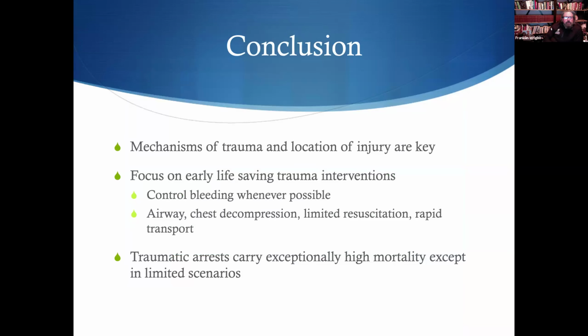So I'm going to try to wrap up. Both the mechanisms of traumatic injury and where the injuries happen are key to our treatment of traumatically injured patients. We really want to focus on these early life-saving trauma interventions and control bleeding whenever possible. We've talked about a lot of ways to do that. Use the tools we have: control the airway, decompress the chest, do a limited resuscitation, and get rapid transport. Traumatic arrests have exceptionally high mortality, except in the limited scenarios that we've talked about.